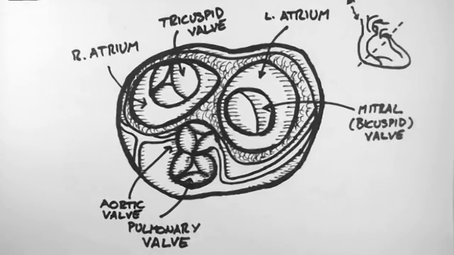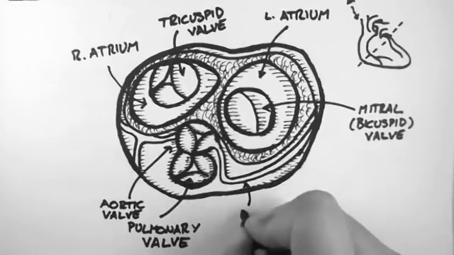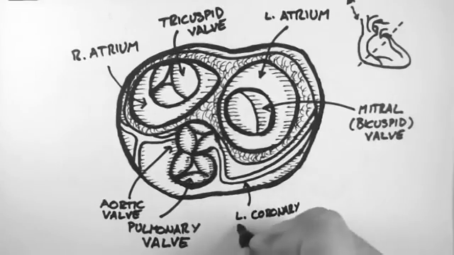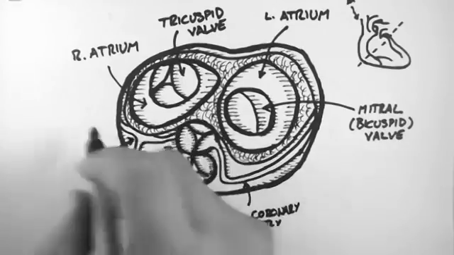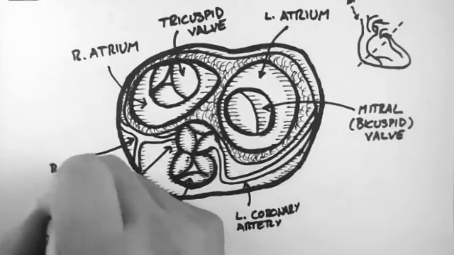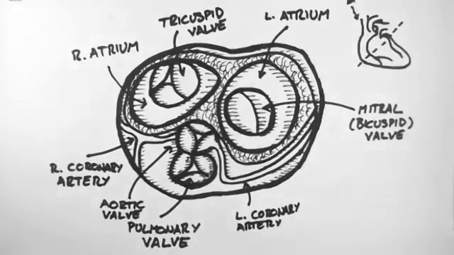Now arising from the aorta, actually within the cusps of the aortic valve, arise the right and left coronary arteries. So here we have the left coronary artery. And over here, we have the right coronary artery. And these are the arteries that supply blood to the heart itself.